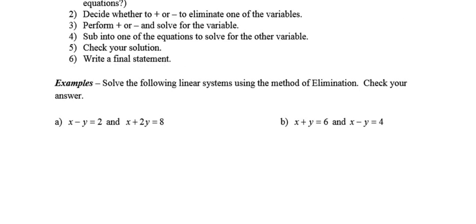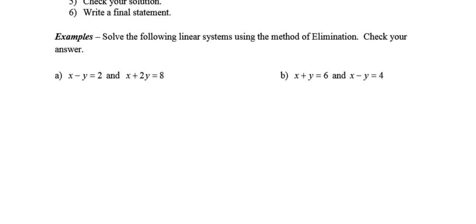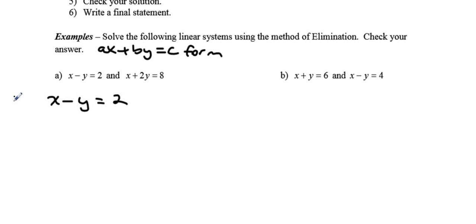So when I look at the first example, for instance, what I'm going to do is line them up in what I call ax plus by equals c form. Okay? So you're going to have an x, then a y, and then an equal sign, and then a number for each of the variables.